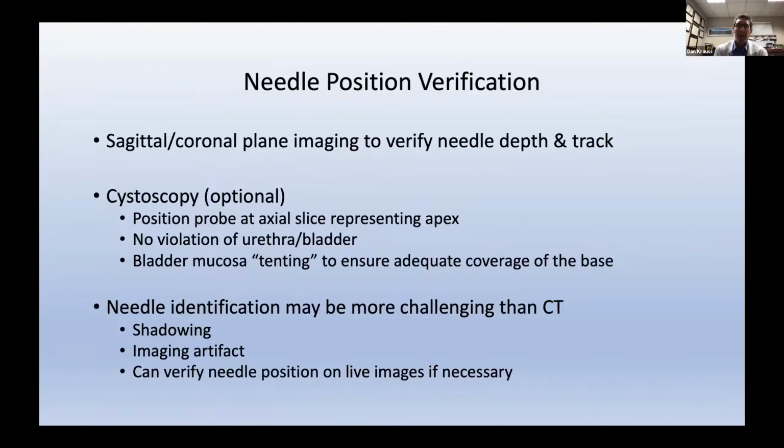When you're verifying your needle positions, you've got to look in multiple planes. You can get in the ballpark on your axial images, but then you'll want to verify the needle tracks in the sagittal and coronal images as well.